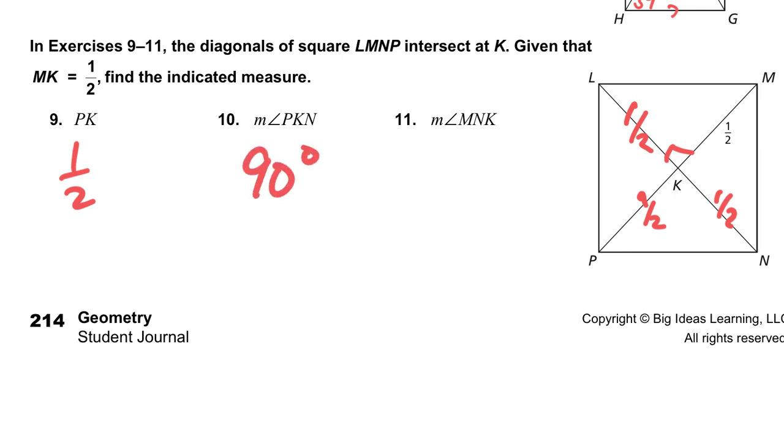Then angle MNK, so that one I did not draw on here. M to N to K is right here. Now, if we know the whole corner here is 90 degrees, because that is the property of a rectangle, and a square is a type of rectangle, we also know because we have our rhombus, that a rhombus has where the diagonals are angle bisectors. So it's going to cut that 90 degrees in half. So 90 divided by 2 is a 45-degree angle.